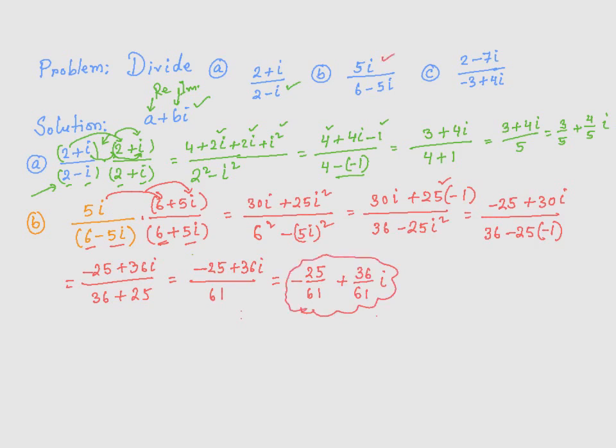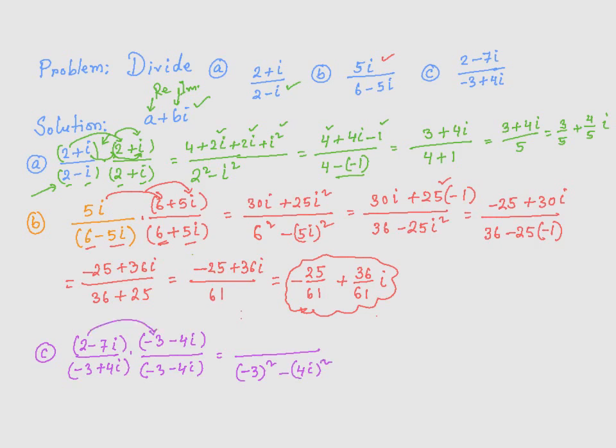Now let's go ahead and do c in exactly the same way. So for c, I have 2 minus 7i divided by negative 3 plus 4i. I'm just going to multiply and divide by the conjugate, which is going to be negative 3 minus 4i divided by negative 3 minus 4i. And if I simplify the denominator using the difference of squares formula, it is going to be negative 3 whole squared minus 4i whole squared. And in the top, I'm going to FOIL it.